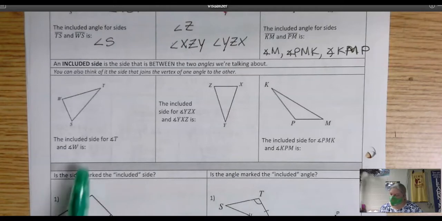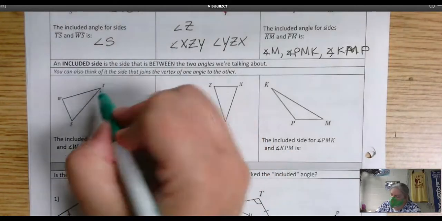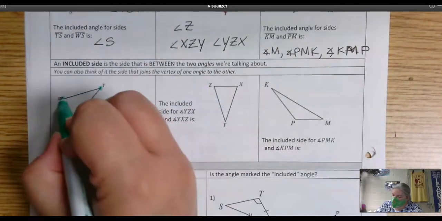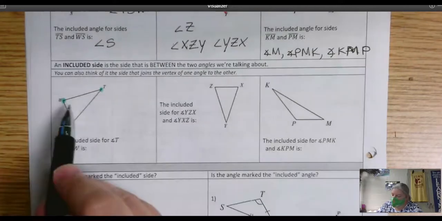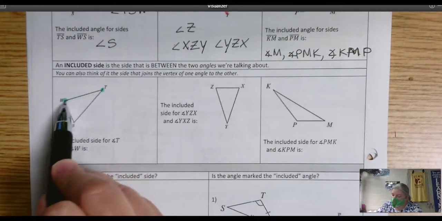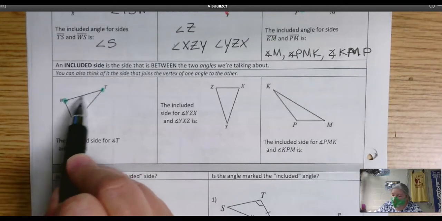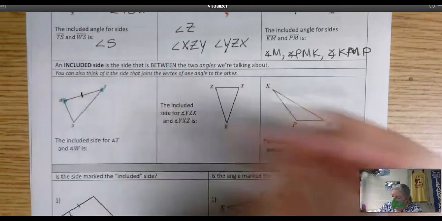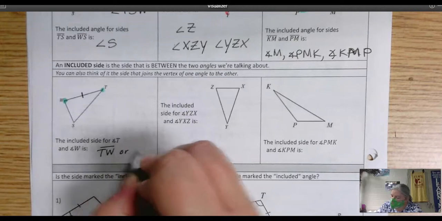Okay, so this first one says the included side for angle T and angle W. So here's what I want you to think of. Angle T has a vertex right here. Angle W has a vertex right here. If you take your pen or pencil and you trace from one of those vertices to the other one, that's the included side. The included side is the one that goes between the vertex of each of the two angles you're talking about. So this would be my included side. So it would be side TW or WT.